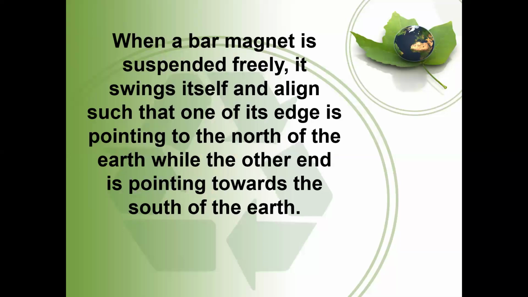Poles of a magnet. What is the theory? That when a bar magnet is suspended freely, it will swing itself and it will stop in a position where one of its poles is pointing towards the north of the earth and one of its poles is pointing towards the south of the earth. This was the first time humans identified that our planet also has a magnetic field, a proper magnetic field.